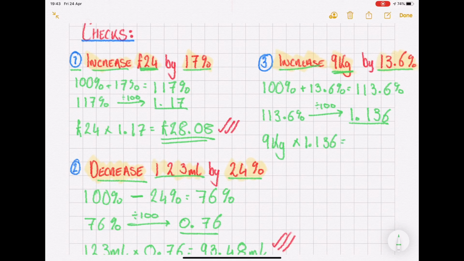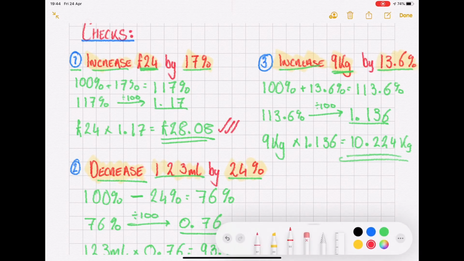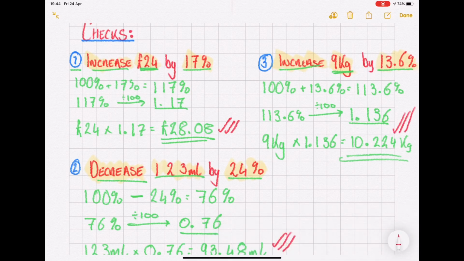We now take our amount, which is 9 kilos, and we times that by our percentage multiplier, which is 1.136. If I'm to do that on my calculator, 9 times 1.136 gives me 10.224 kilograms. And that's my final answer. If you've got that, give that a couple of ticks there.